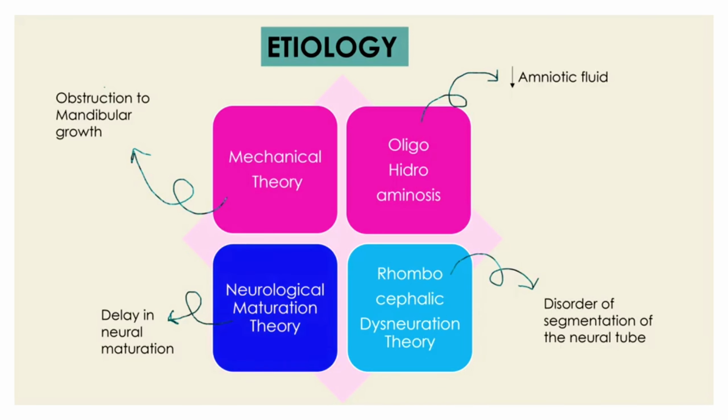The next is the neurological maturation theory. It states that there is delay in neural maturation signals. The last is the rhombencephalic dysneuration theory. This is uncommon and is a disorder of segmentation of the neural tube, which is responsible for the formation of the oral cavity and face.